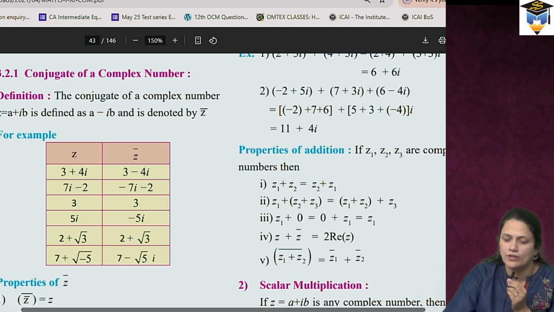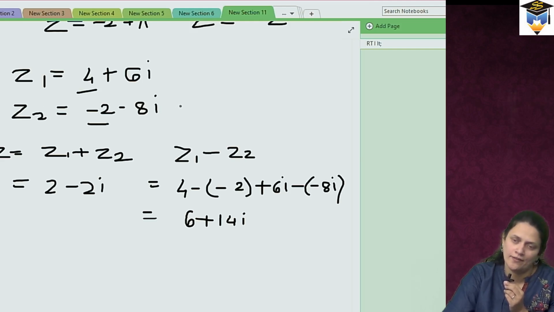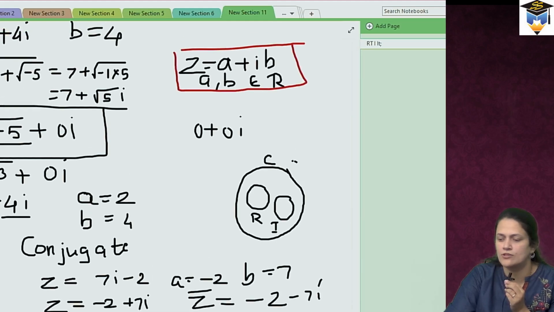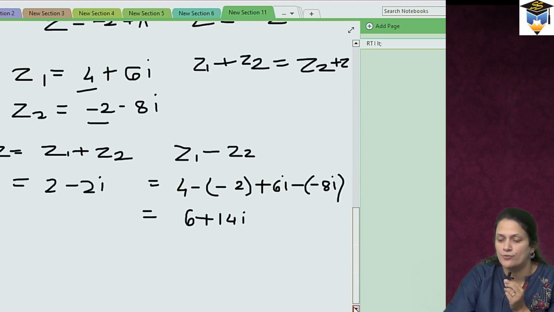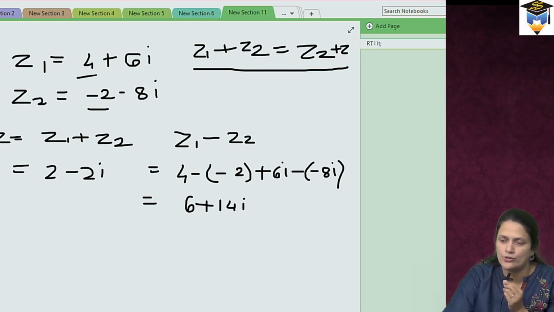Now, okay, give the examples. Write down the examples. Take this example only. Write down Z1 as 4 plus 6i, Z2 as minus 2 minus 8i. So, check whether Z1 plus Z2 is equal to Z2 plus Z1. That is the first property that is given. Check whether this property holds true.